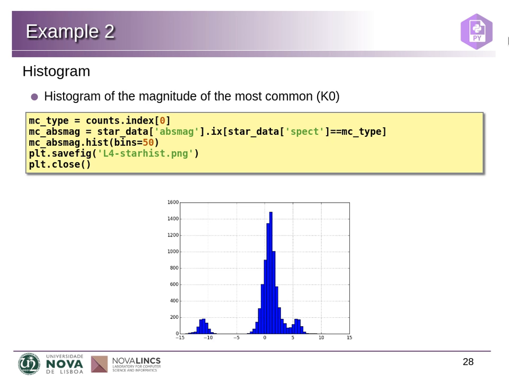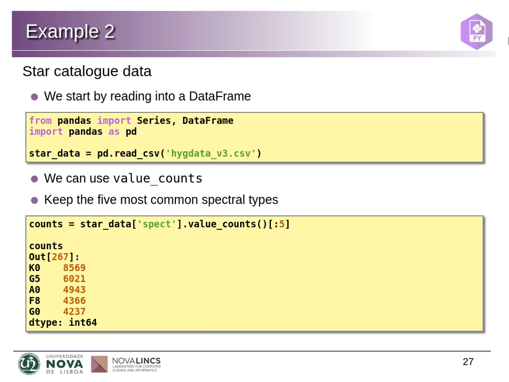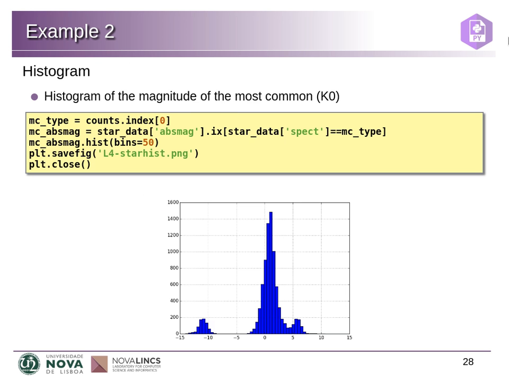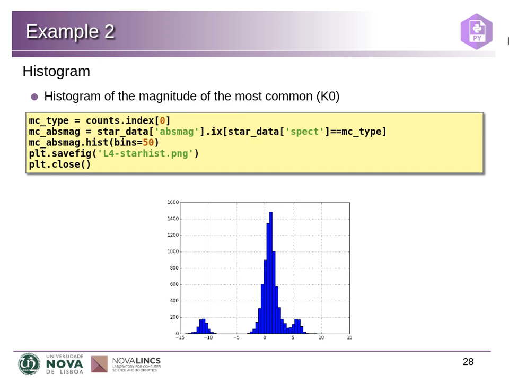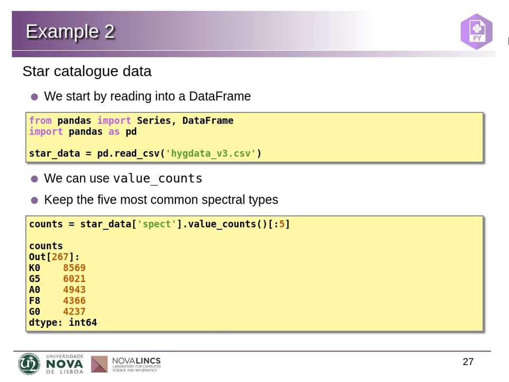So now we can do a histogram, for example, of the magnitude of the most common spectral type, that's K0. We fetch the most common type from our count here. So the one that comes first with index 0, so the first index will be the spectral type of the most common spectral type that we have in our data. So this works regardless of what values we have here. And it's a good practice to do that.